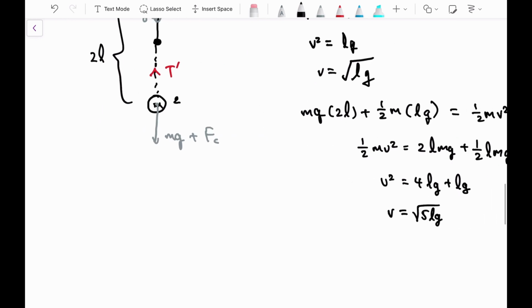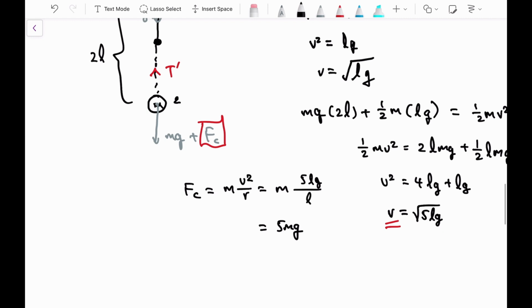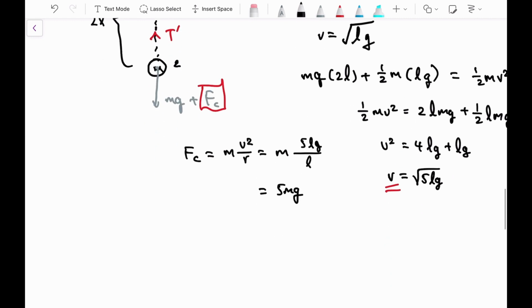Now let's look at over here. What we want to calculate now is the Fc at the bottom, and we already know the speed, then we will be able to calculate Fc. Fc will be equal to mv squared over r, which is equal to m times 5Lg over L. So this will be equal to 5mg. And then the tension will be equal to mg plus Fc, which is equal to 6mg. And this will be the answer to this question.